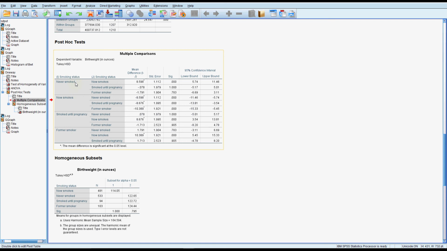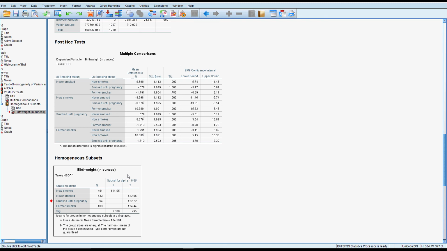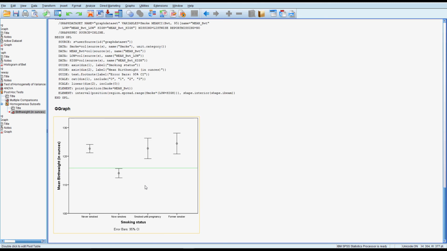So now smoked with never smoked, significantly different. Never smoked compared with smoked until pregnancy, no difference. Never smoked with former smoked, no difference. So the null hypothesis in each of these cases is that there is no difference in the means, well, the population means. So you can go by those 2 by 2, or you can look at the subsets, and I suggest at the same time you also look at a graph just to confirm that what you're reading matches up to what the data look like.